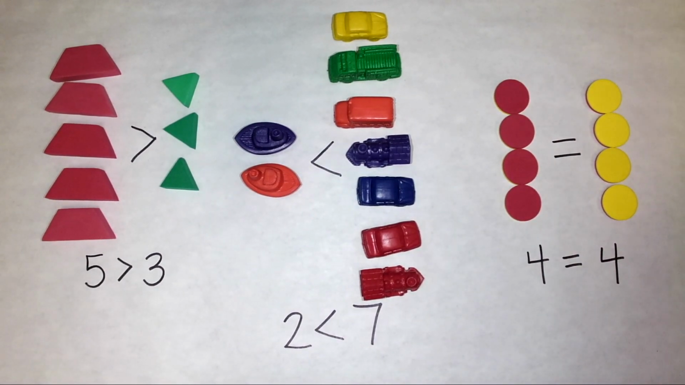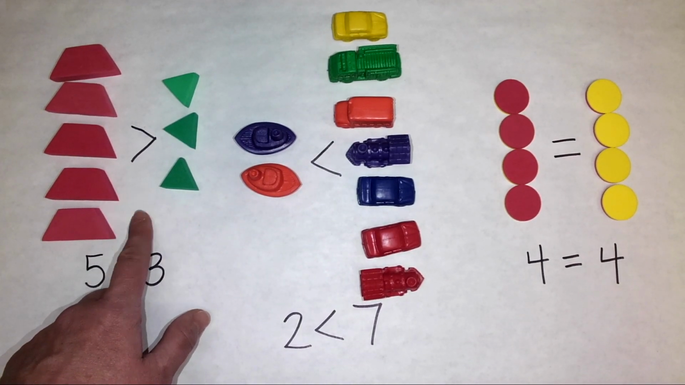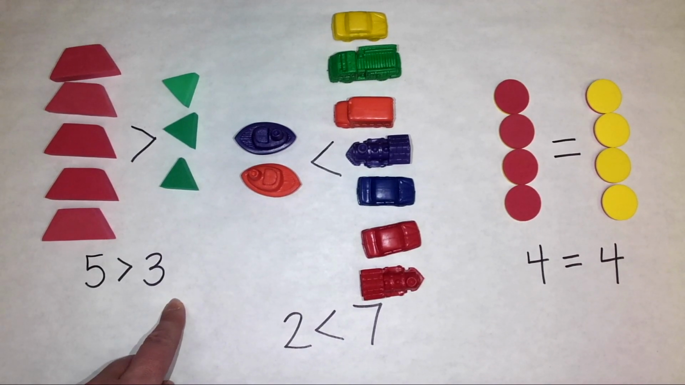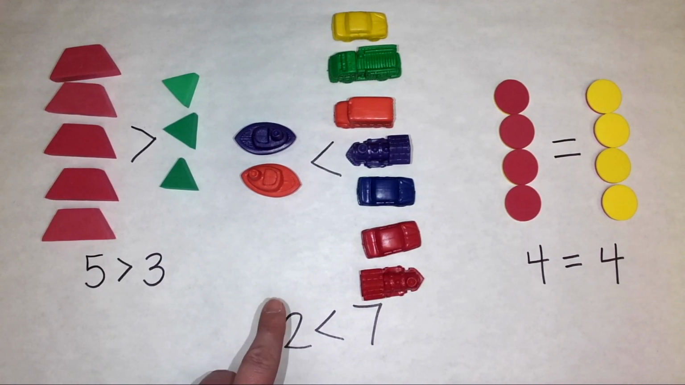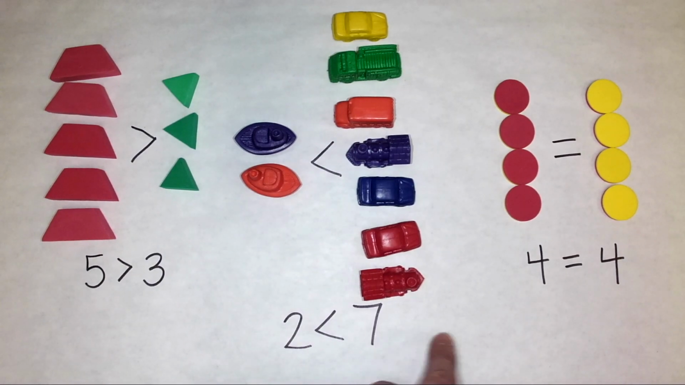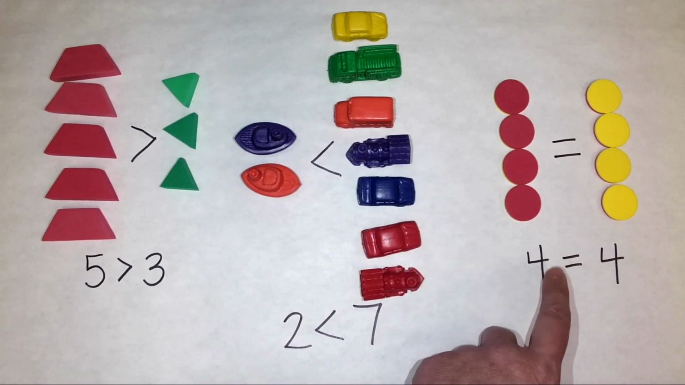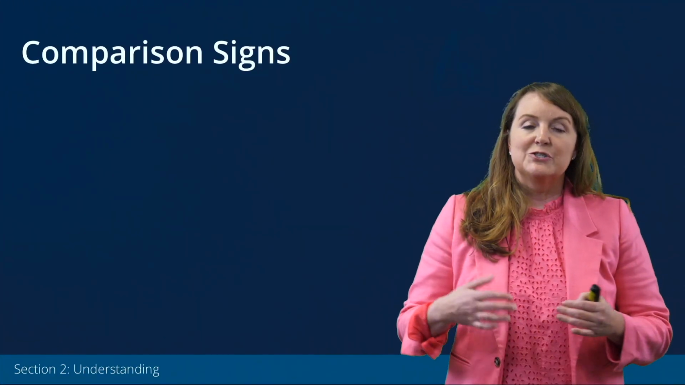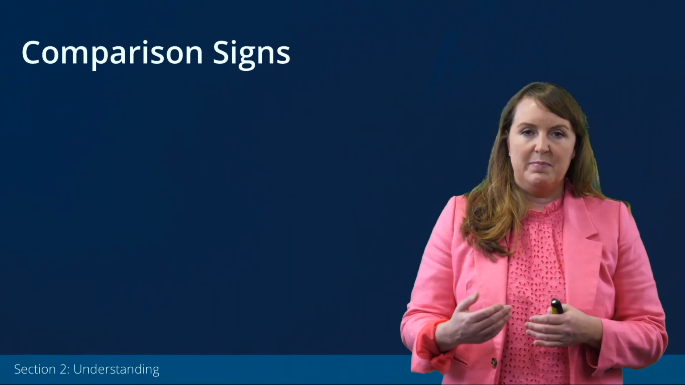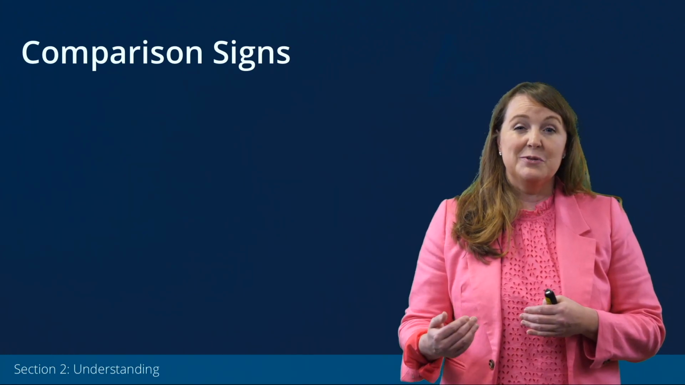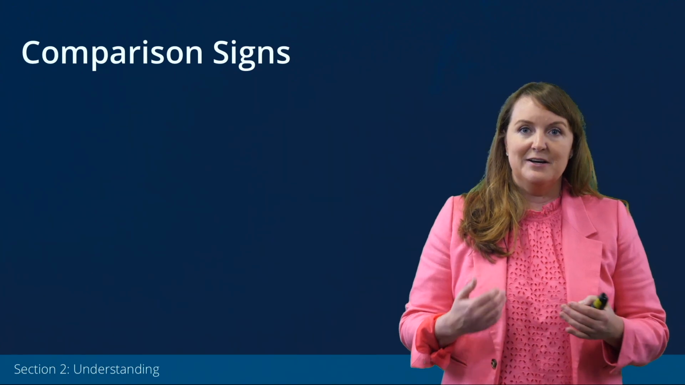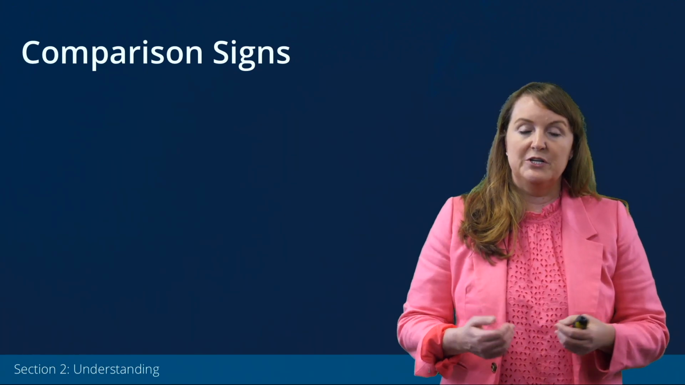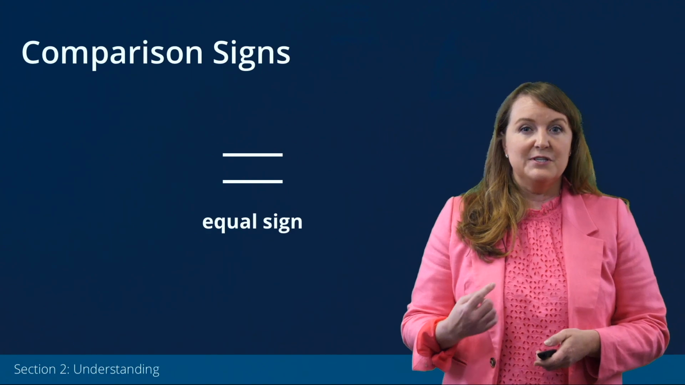So those are just some ideas of how we could use manipulatives to do a comparison activity. Here I compared to figure out that 5 is greater than 3. Here I compared to understand that 2 is less than 7. And then here I compared to show that 4 is equal to 4. So we just used manipulatives to compare, and one of the things I started to do was use the comparison signs to understand the relationship between two sets. I did use the equal sign there.